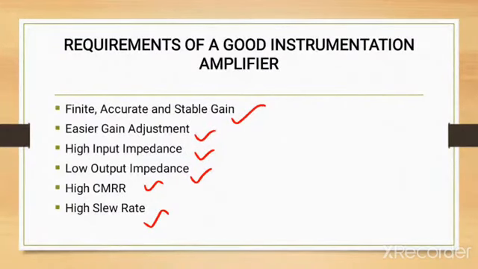Unlike in the differential amplifier, the instrumentation amplifier's gain can be easily adjusted, and the common mode rejection ratio is higher. If the common mode rejection ratio is higher, you can easily reject the common mode signals. So what are common mode signals? They are the signals that are unwanted in the output, like noise. Since its common mode rejection is high, it can reject almost all the unwanted signals like noise.